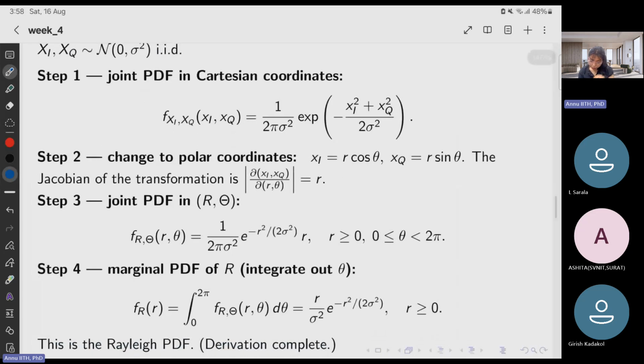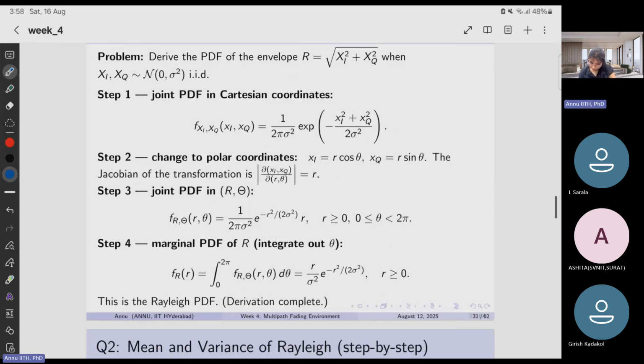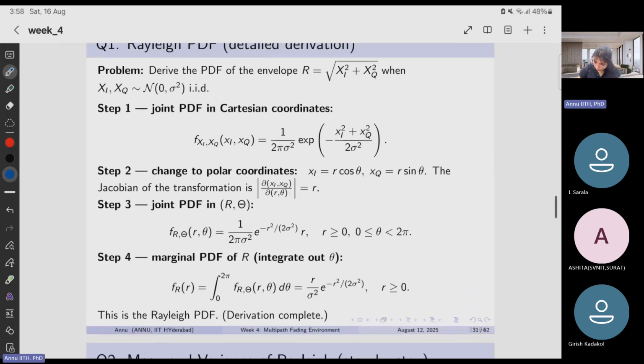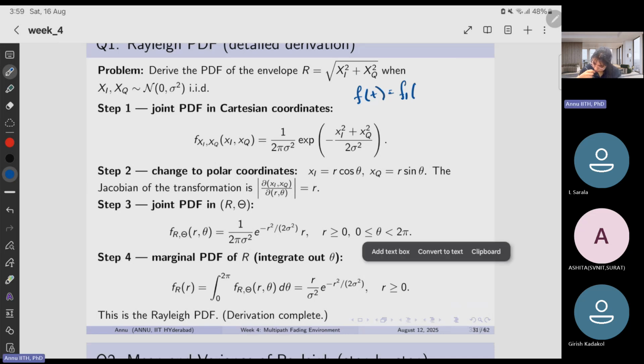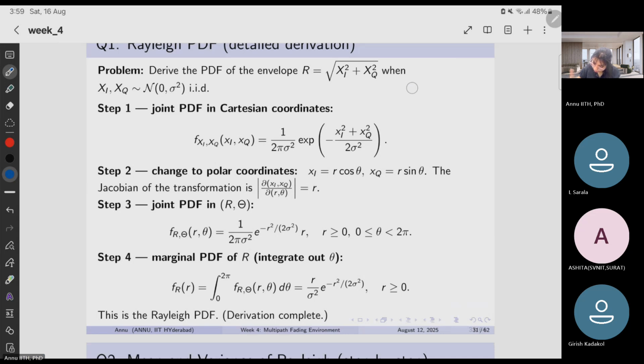So first step is joint PDF. In Cartesian coordinates, it is nothing but multiplication, because in the normal time domain versus the frequency domain, f of t is equal to f1. Since it is a plus, the joint PDF is a convolution. So if you convolve it, this is what you'll get.